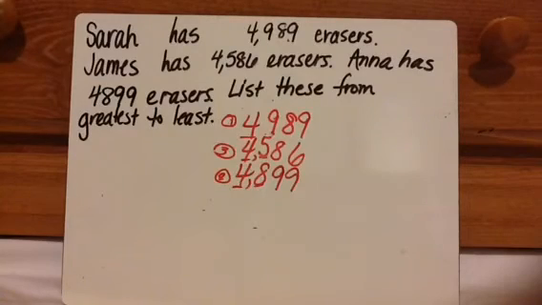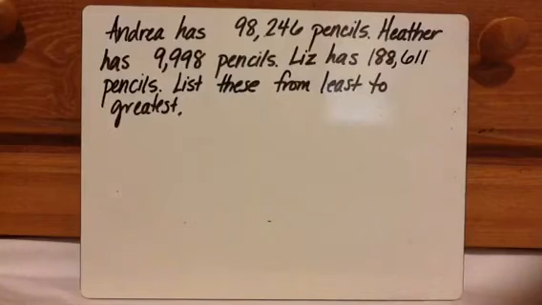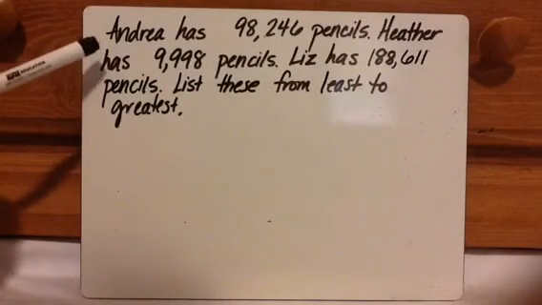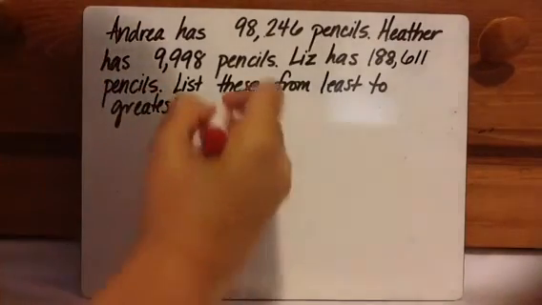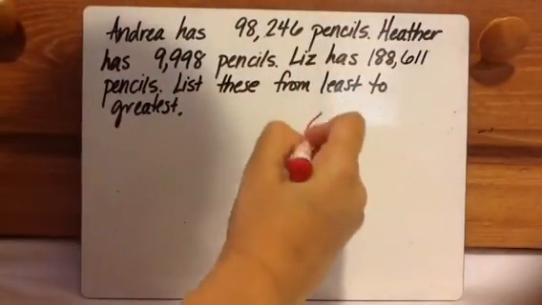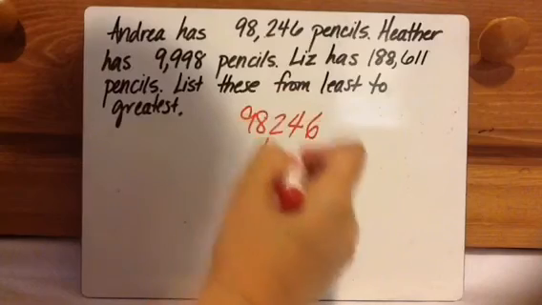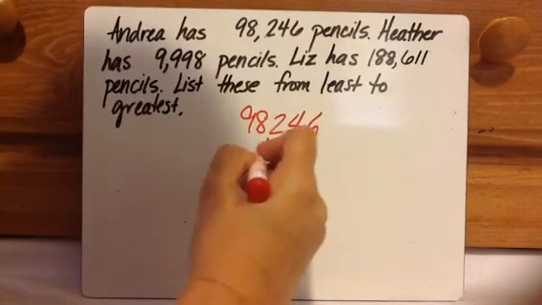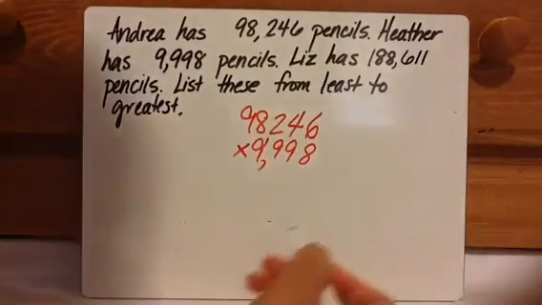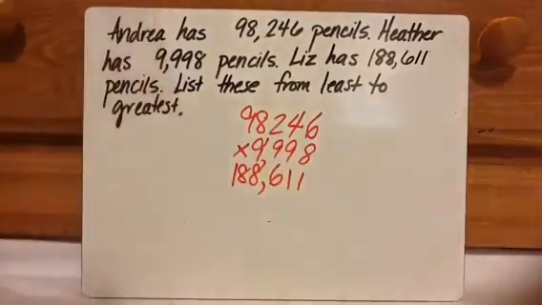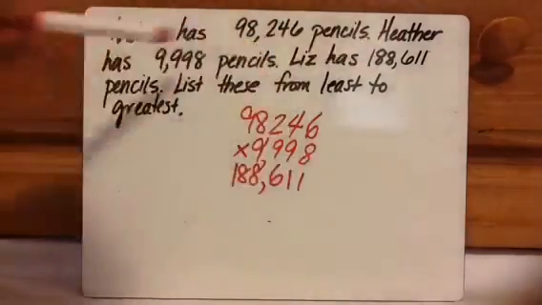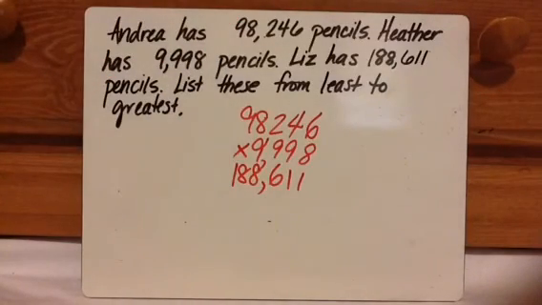Let's look at one more problem and then you're going to practice. Okay, here's another crazy word problem that makes absolutely no sense. No one would have this many pencils, but I couldn't think of anything else. Andrea has this many pencils, Heather has this many pencils, Liz has that many pencils. List these from least to greatest. So, if you notice, I'm going to be writing it this way because I want to start from the ones place. And look at that. This one is lacking a 10,000s place. So that makes the process easier, but it could be hard if I were to just look at these and say, oh, that one has more.